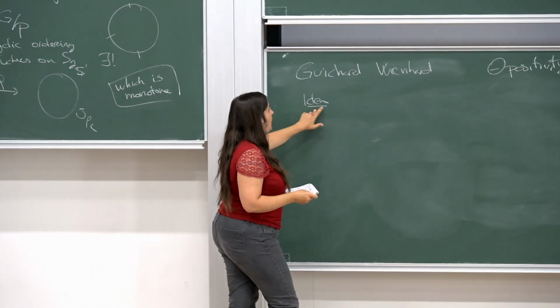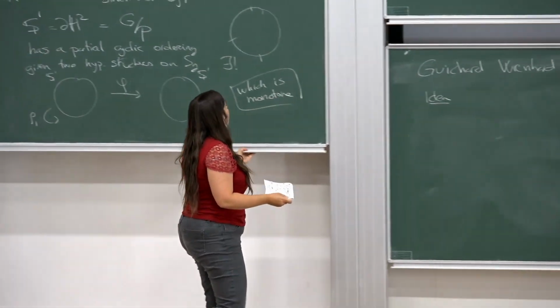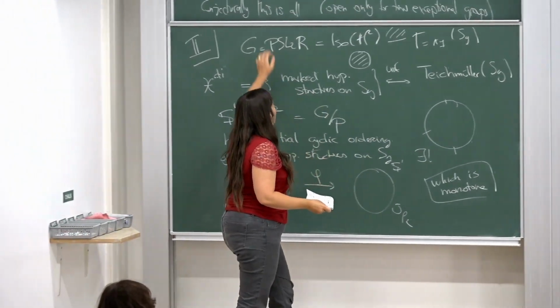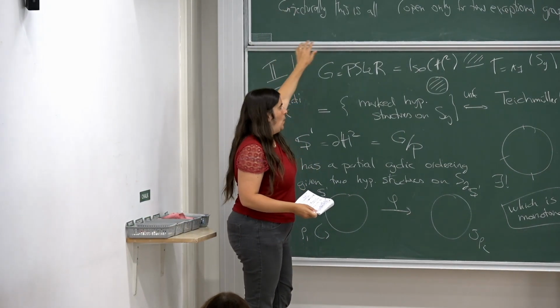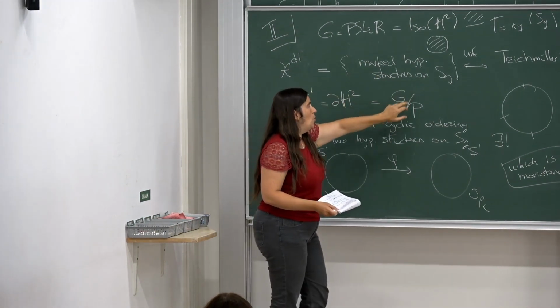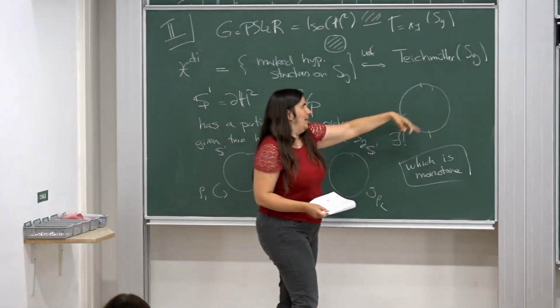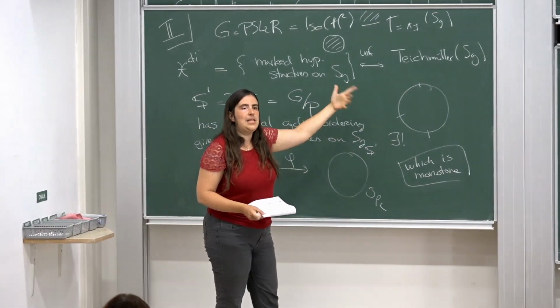And so the idea of Olivier Guichard, Richard and Wienhard is that there are some classes of groups, like these ones, for which I don't really have a compact quotient with a total cyclic ordering, but there is a nice partial cyclic ordering.